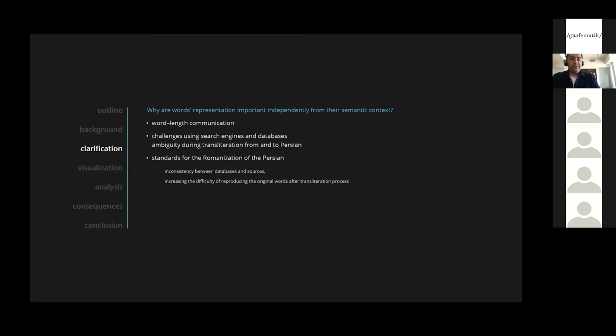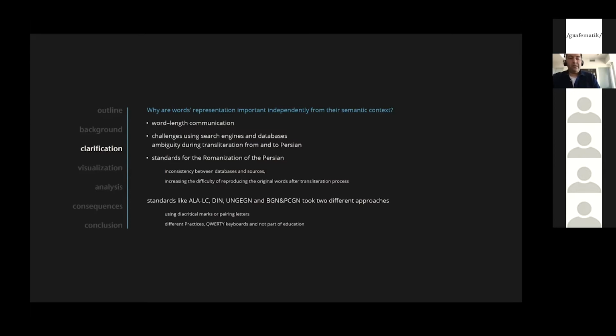Speaking of search engines and databases leads us to another topic, which is the variety of sources and standards for romanization of Persian. The lack of a sole source for the romanized version of Persian, and vice versa, could create two issues: inconsistency between databases and sources, and increasing difficulty of reproducing the original word after the transliteration process.